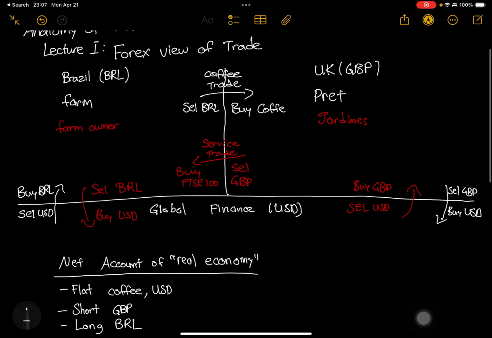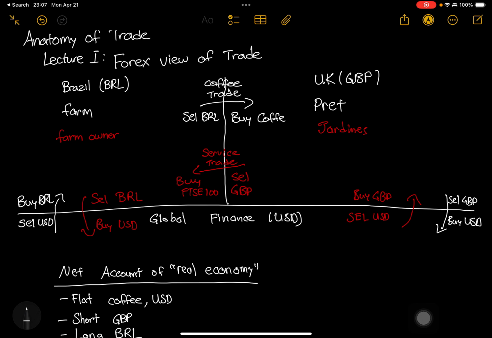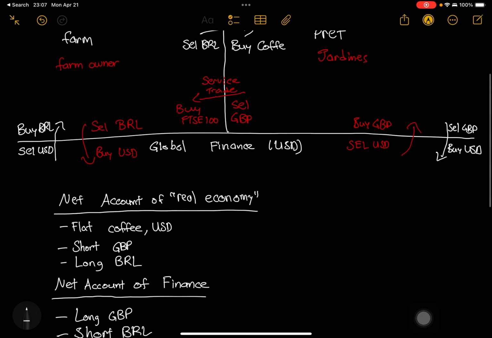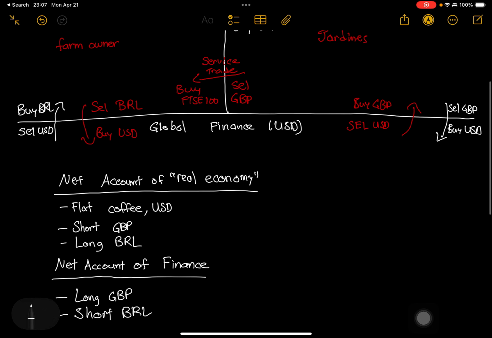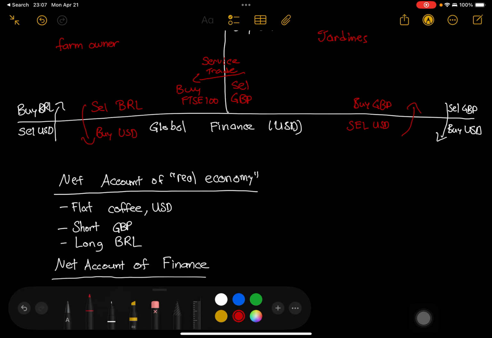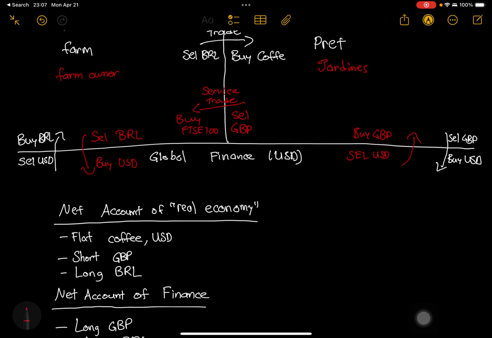Of course, what many people criticize Trump say is that Trump is ignoring services trade. So let's do the same exercise here on the net positions with the services trade. So once again, we're actually flat, USD, and the product being traded, right? The FTSE 100 share, or let's say it's an ETF, just changes hands, right? So the Jardines goes to the open market to buy it, and then Jardines gives it to the farm owner that wants to invest, right?